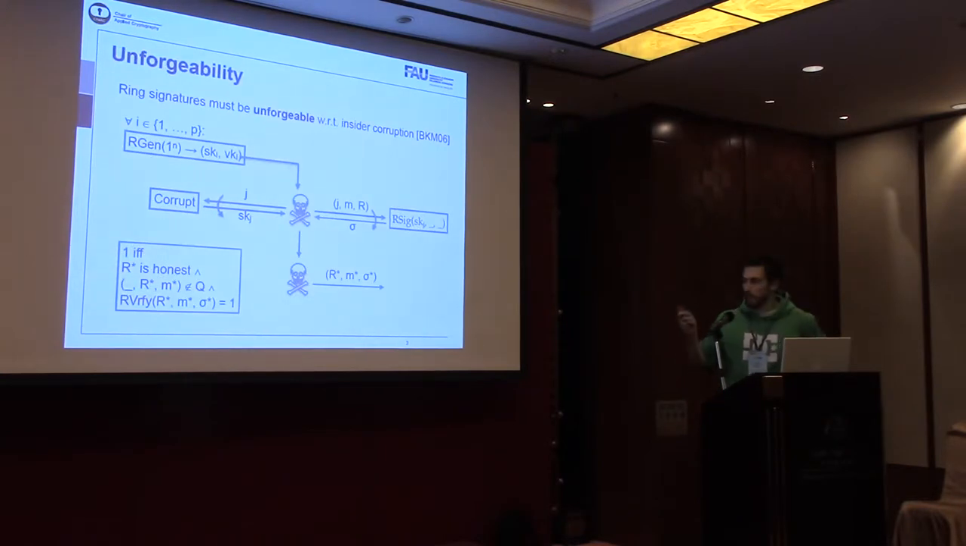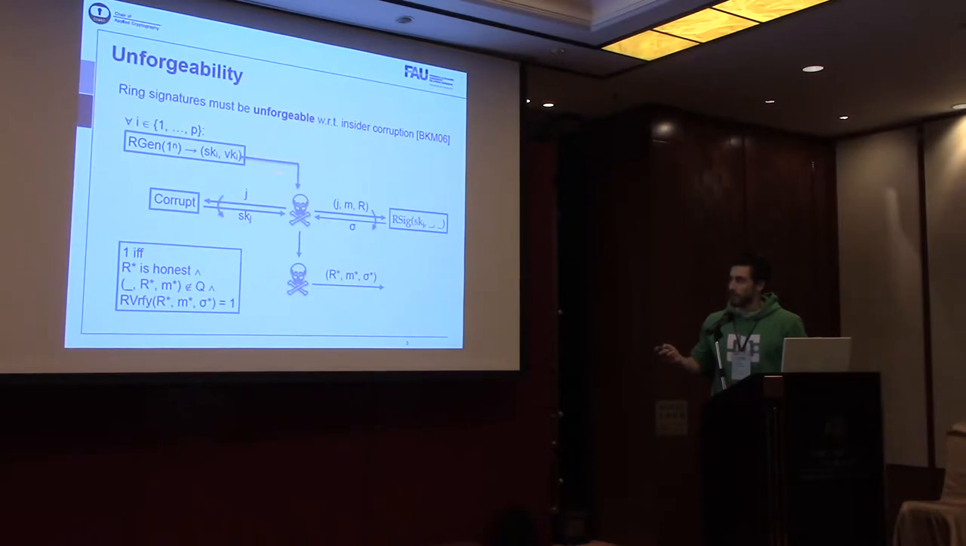And so let me quickly give you an overview of the security definitions of ring signatures. For any signature scheme, of course, you would expect to guarantee some sort of unforgeability. And here I refer to the definition given in the paper by Bender, Katz and Morselli at TCC 2006. They give a hierarchy of notions. Throughout this talk, I always refer to the strongest of these notions, which is considered the standard notion for ring signatures. So the first notion is unforgeability, and it's, again, a game-based definition.